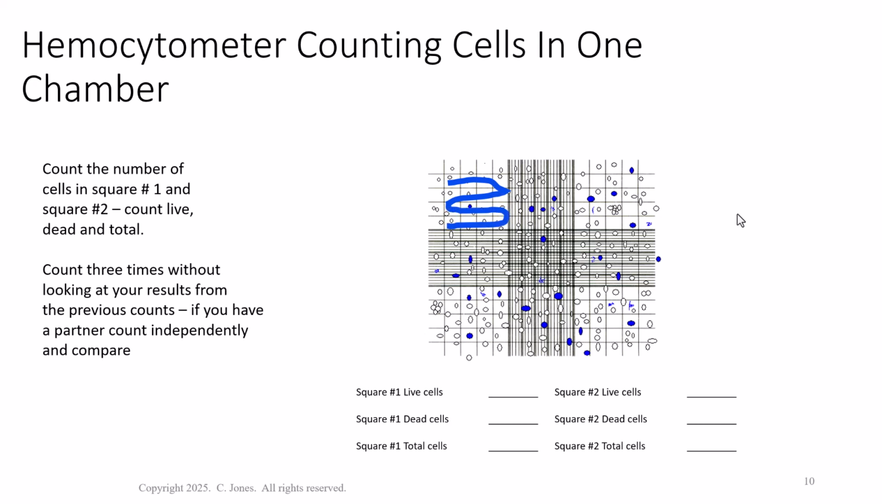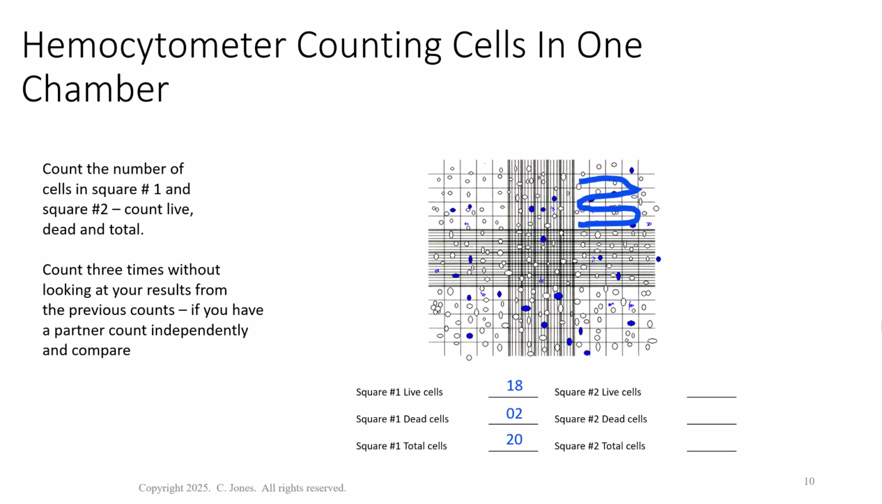And again, we're going to have a pattern in which we count the cells, okay? And here what I got were 18 live cells, 2 dead cells, right? The 2 blue cells. This blue here is just an artifact. So in the real world, this might be a crystal of trypan blue that wasn't dissolved, or this might be a disintegrated cell, but it's not clear enough that we can say that this is an actual dead cell. Okay, so square number 1, 18 live, 2 dead, 20 total.